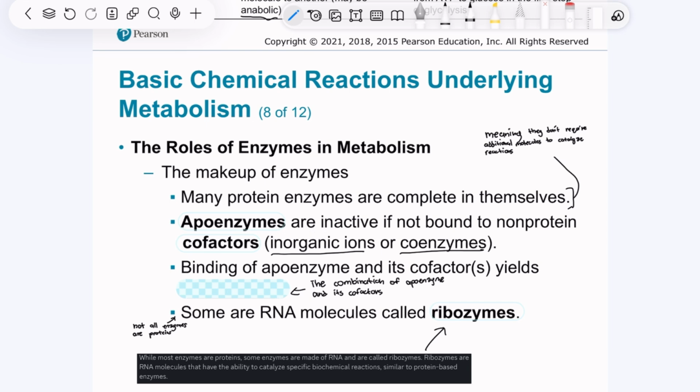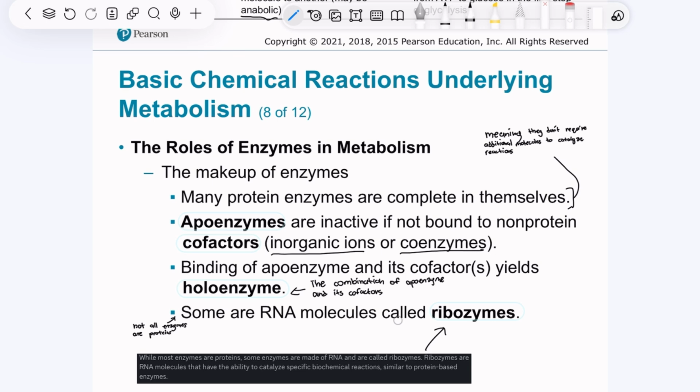Inorganic ions include metals such as iron, magnesium, zinc, or copper. And coenzymes are organic molecules that are either vitamins or anything that contains vitamins. And the binding of apoenzyme and its cofactor yields the holoenzyme, which is the combination of apoenzyme and its cofactor.